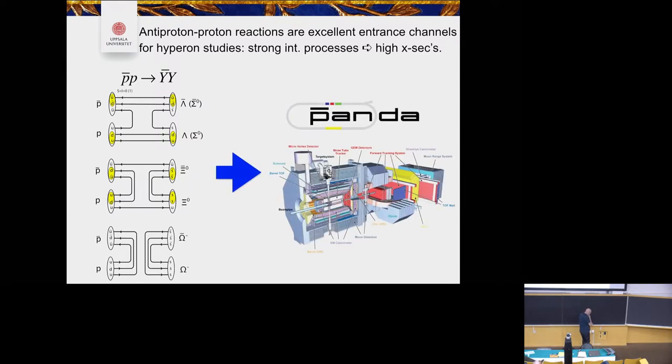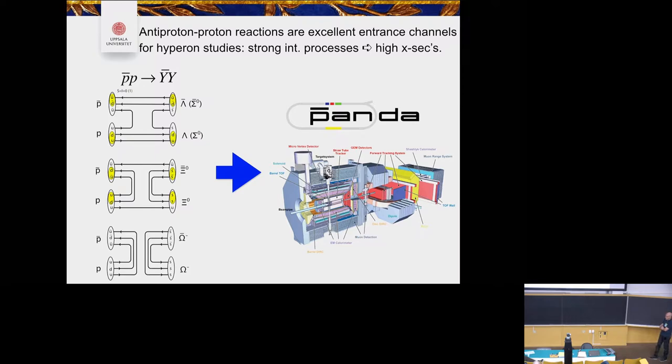So these studies are very well suited to study at PANDA, and the detector, this is the only detector picture I will show. It will be covered by Tassos in a talk later on.